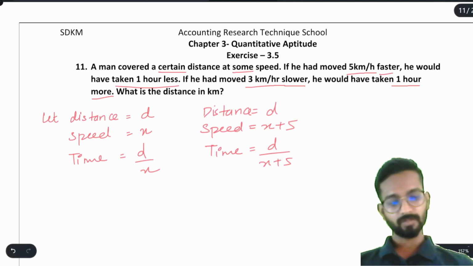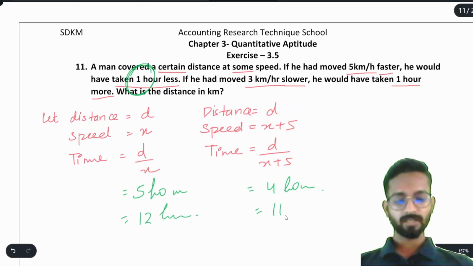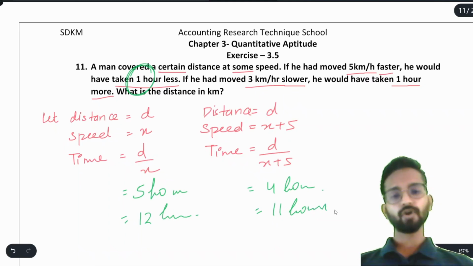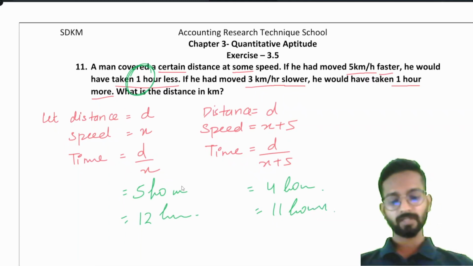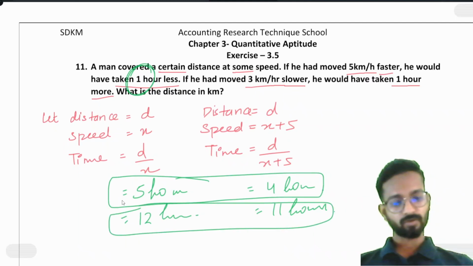If in a normal scenario my time is, say, 5 hours, I can say that it will take 1 hour less, so only 4 hours. Simple. If it is taking 12 hours, we are just assuming numbers, it will take only 11 hours. But sir, what do you want to tell us from that? I am telling you that the difference between these hours will always be 1. That is what our question is saying.